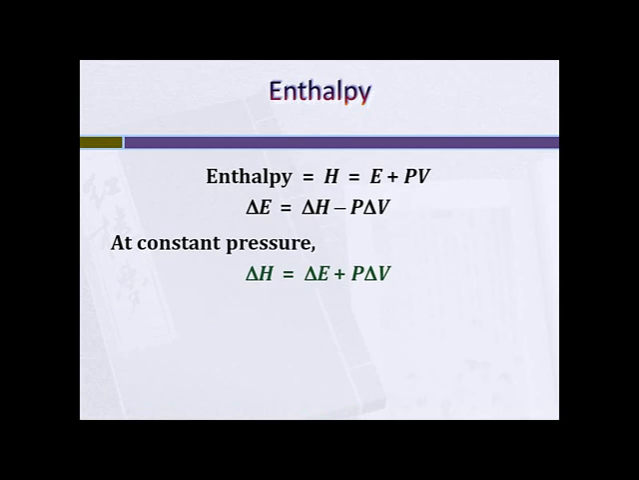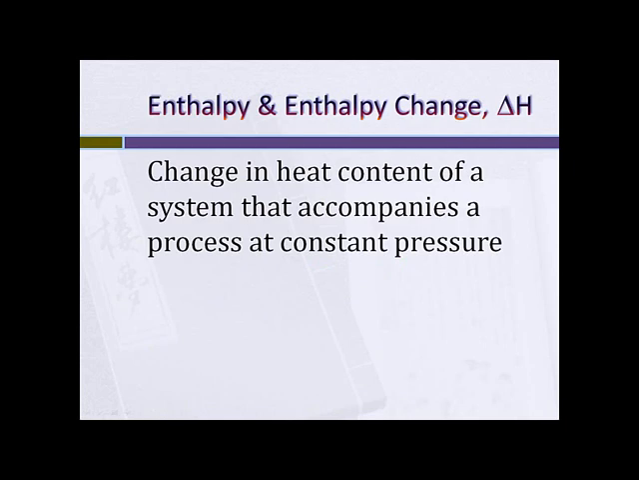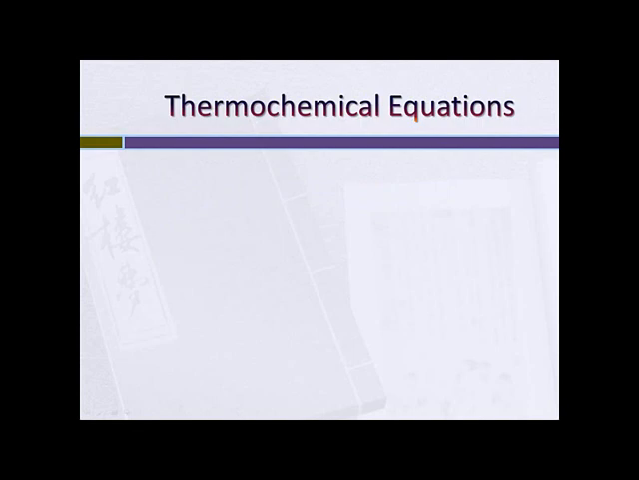Well, if the pressure is constant, we can rearrange this to say that delta H equals delta E plus P delta V, and then since delta V is 0, we're adding 0 to delta E, and delta H is equal to the energy flow as heat. And constant pressure is what we are commonly at in the chemistry lab on the benchtop. The change in heat content of a system that accompanies a process at constant pressure is known as the enthalpy change, or delta H. That's a definition that you need to be very, very aware of.